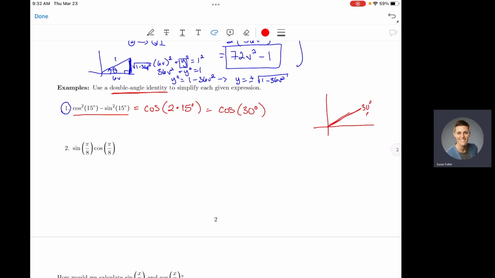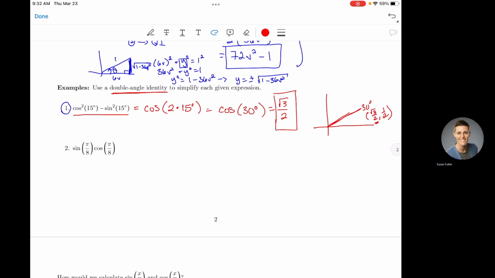30 degrees. My ordered pair at 30 degrees is root 3 over 2, 1/2, which means the cosine value of 30 degrees is my x coordinate here, which is root 3 over 2. So the cosine squared of 15 degrees minus sine squared of 15 degrees is root 3 over 2. So this is very similar to what we did before. You're going to look for the structure of what you're given inside your trig functions so you know what to apply. Let's try number 2 here.